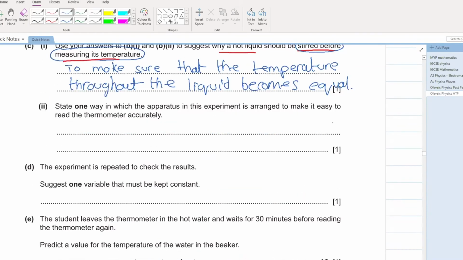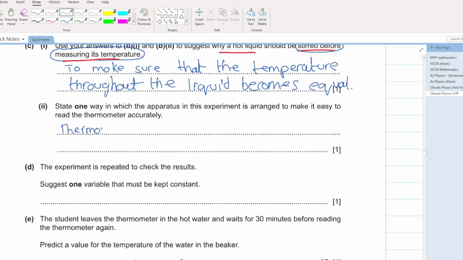State one way in which the apparatus in this experiment is made. How will you write this? You will say, okay, you can see that the thermometer is held in a clamp. This helps us avoid parallax error. Thermometer is held in a clamp or a stand.